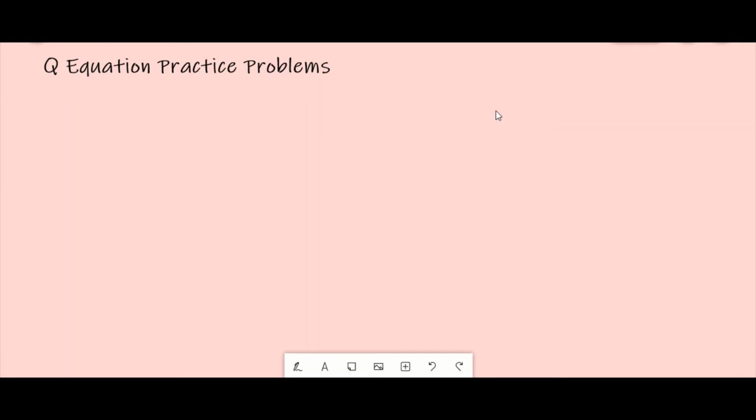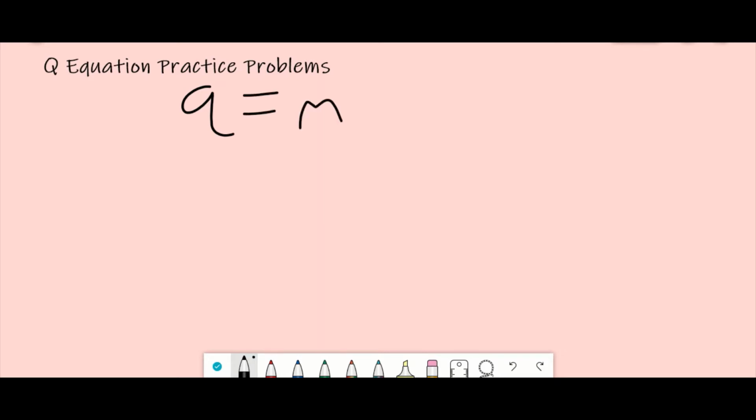In this lesson, we'll be reviewing how to use the Q equation to solve for different variables, including Q, the heat energy, and also the change in temperature. So, we can start off by remembering what the Q equation is. The Q equation is Q, that's heat energy, is equal to M, mass in grams, times C, the specific heat capacity, and delta T, that's the change in temperature.